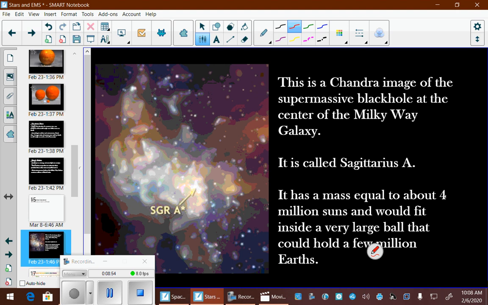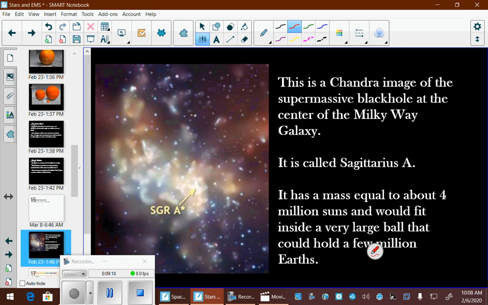This is an image from a telescope of the supermassive black hole at the center of the Milky Way galaxy. It has a mass of about 4 million suns, but it would be smaller than the sun in terms of how dense it is compacted together. So clearly much more dense even than a neutron star.